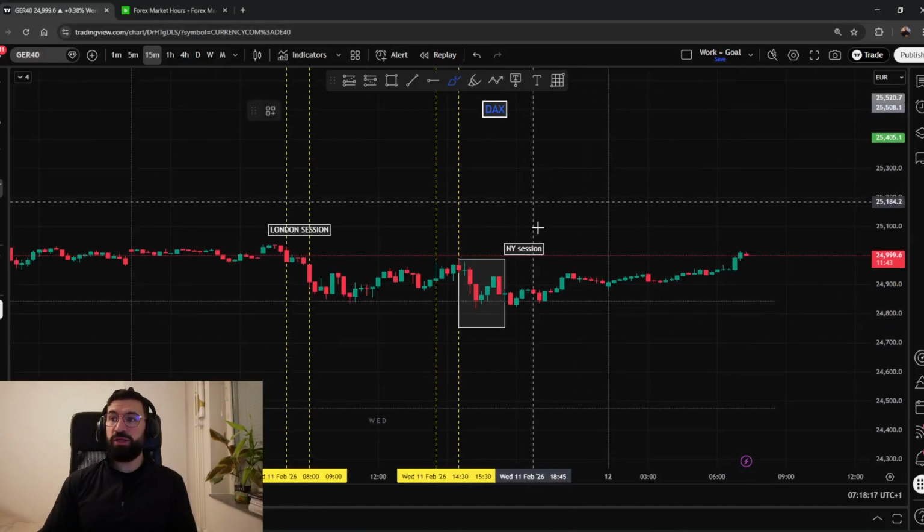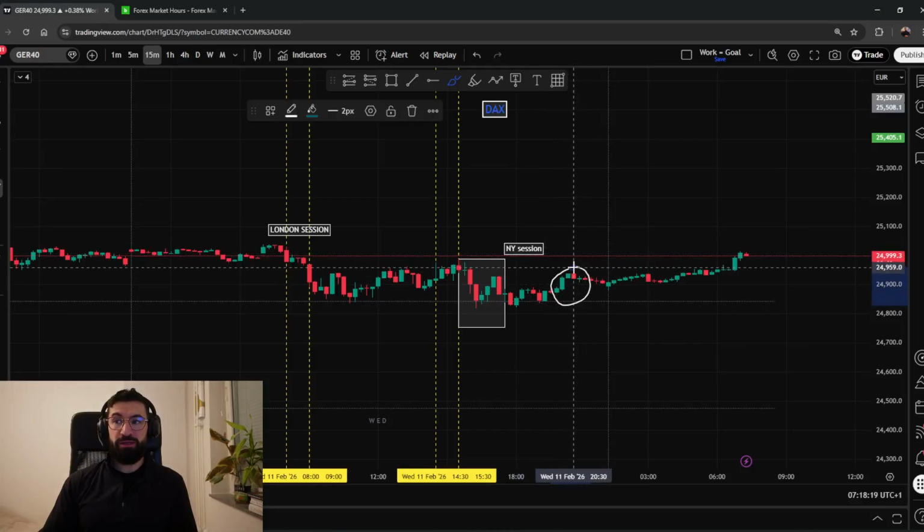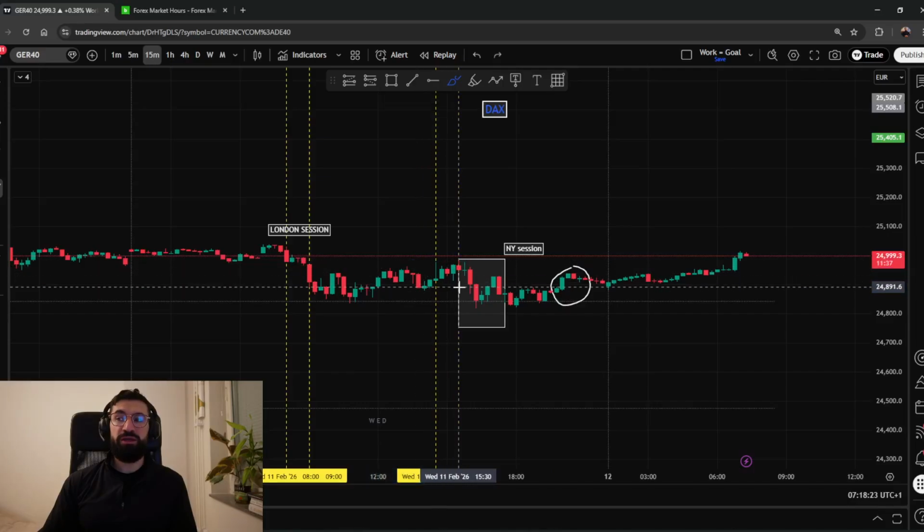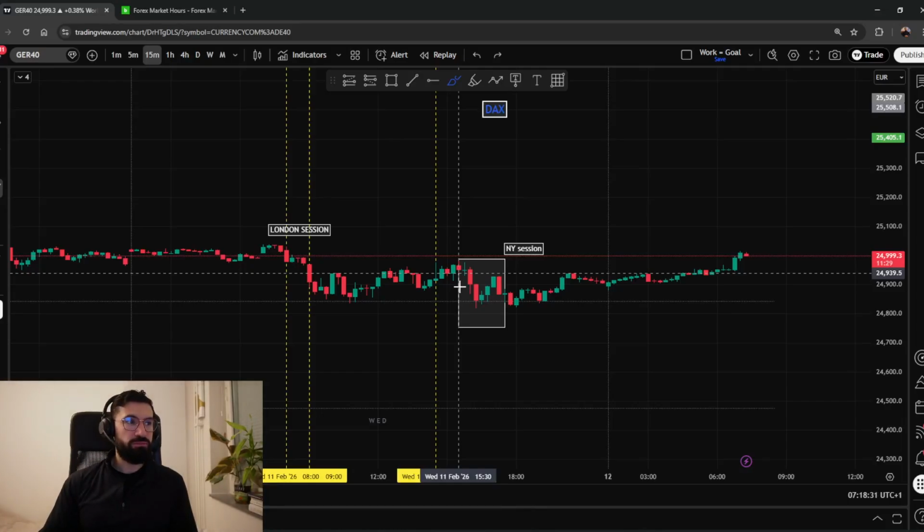We don't want to take a trade at the end of the day. Same thing with the London session. We don't want to take a trade at the end of the day because it's the lowest probability chance that we win that trade. Then again, we can be lucky and we can win the trade. All right, that's basically it.